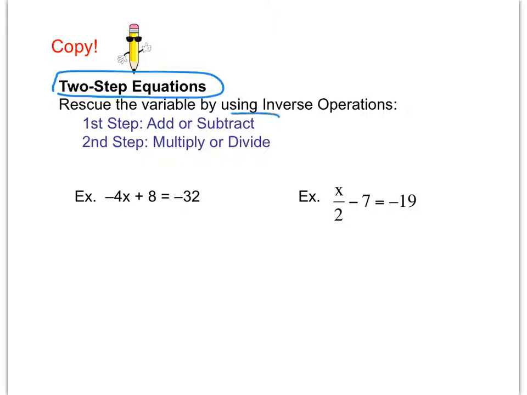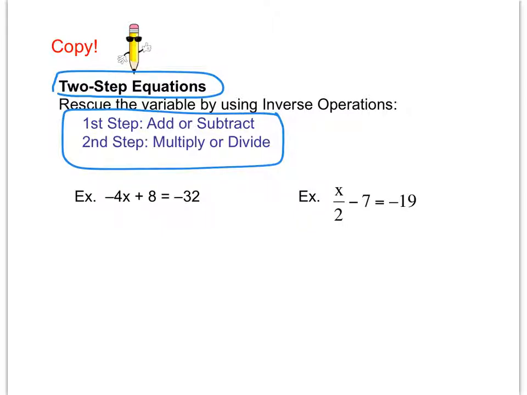Go ahead and pause the video and copy down the following. So we're still rescuing the variable by using inverse operations like we did with one-step equations. But for two-step equations, you're always going to add or subtract first, and then you're going to multiply or divide.